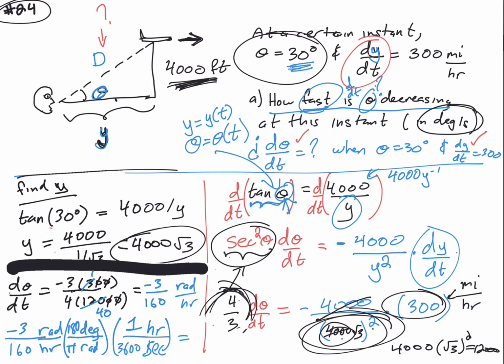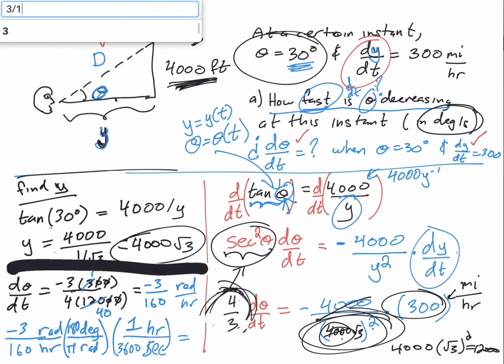Does anybody have a calculator to punch it in? Are you sure that it's negative 3 over 4? Yes, I'm sure it's right. No, I'm not sure of anything. 0.00298416 degrees per second. Does that sound reasonable?